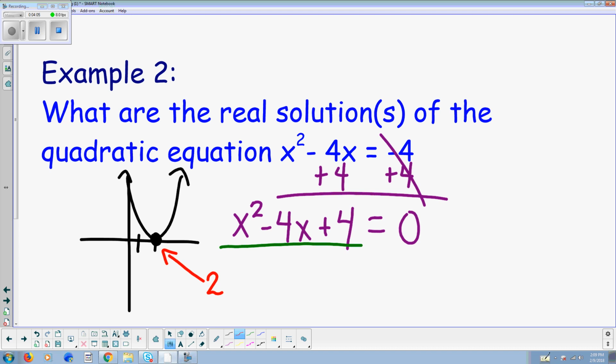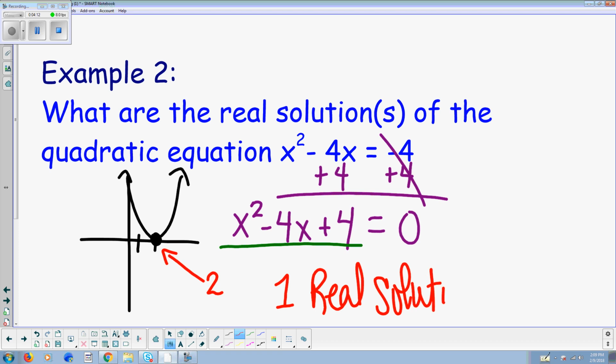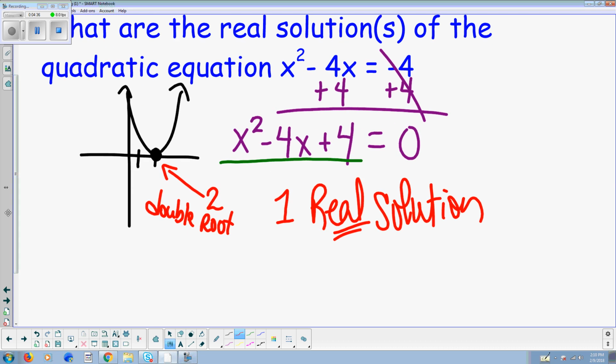So we would say that it only has one real solution because it only has one x-intercept. Now, that x-intercept is called a double root, or sometimes called a double zero. Anytime there's only one real solution, we call that a double root or a double zero. So the ways we could write the answer is x equals 2, or as a solution set of 2.